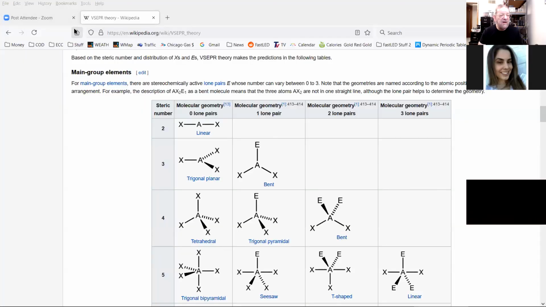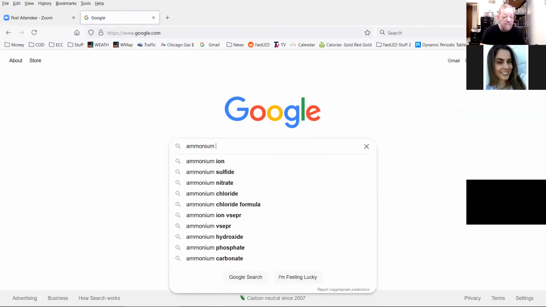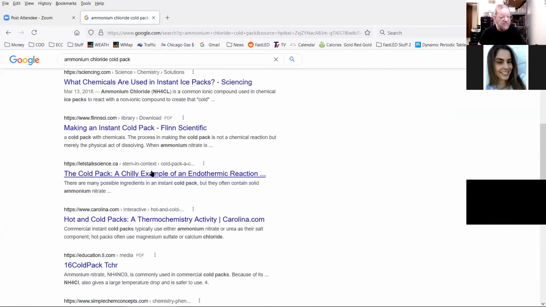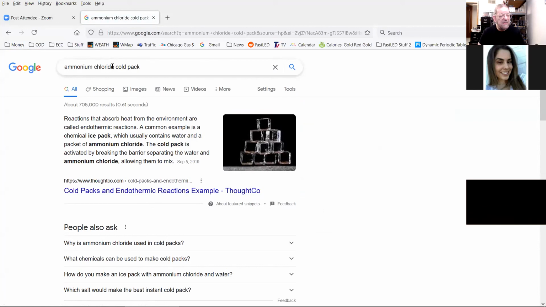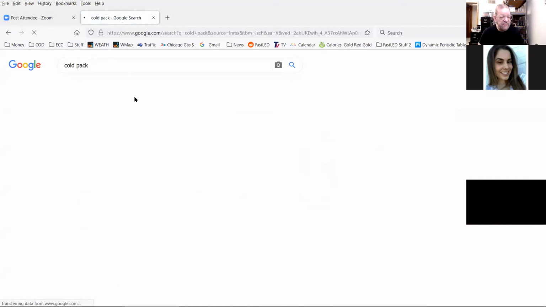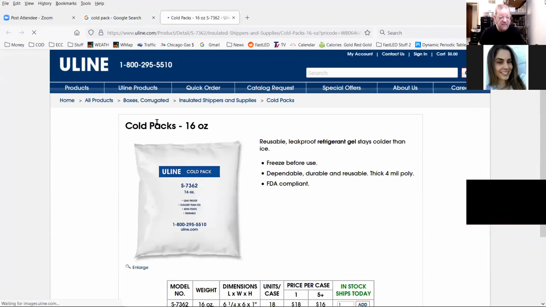And next time you see one of those, let's see if I can find one. They're called cold packs. Oh, this one's freeze before use. Not what I was looking for.